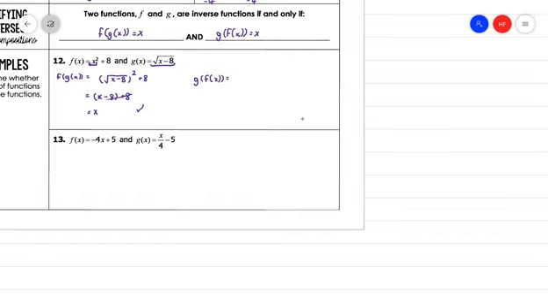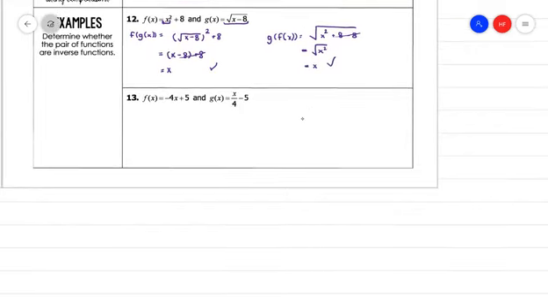So g of f of x. Instead of writing x in our g function, we're going to write all of what f is. So we would have the square root of x squared plus 8 minus 8. And then already we have that plus 8 and minus 8 canceling, which leaves us with the square root of x squared, which is x. So both of them equal x, which means these are inverse functions.